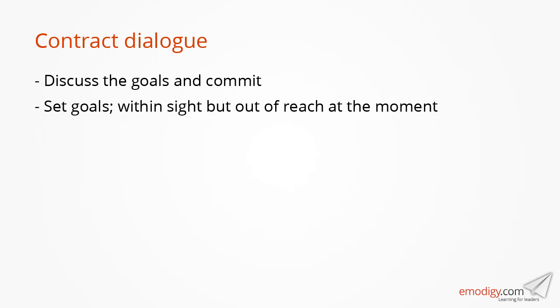Contract dialogue. The next step is a contract dialogue where the employee and the manager meet and discuss the goals. The objective of the contract dialogue is that the employee will find and commit to final goals. It is the manager's responsibility that the goals are not too high nor too low. Within sight but out of reach is the perfect target.